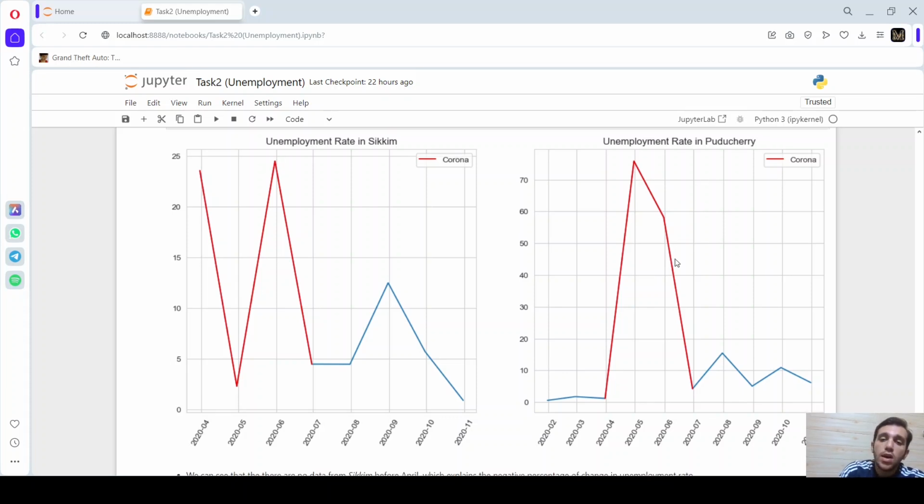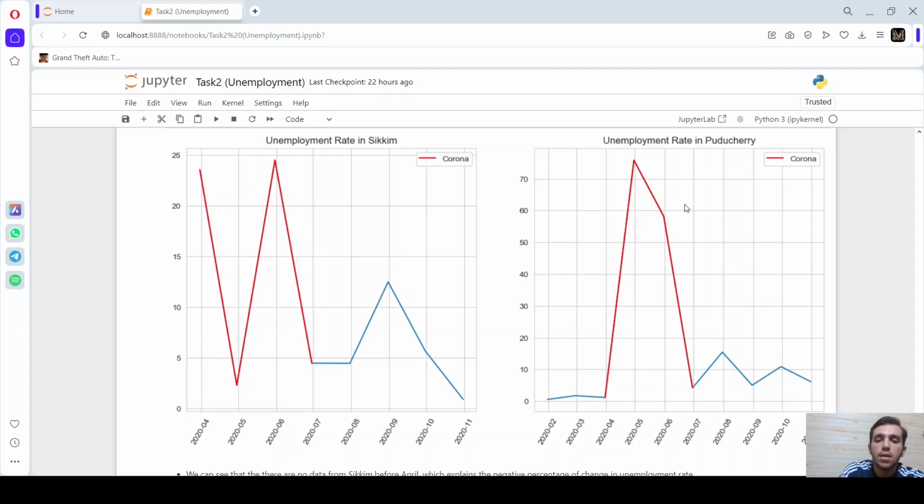And here on the right we can see how the unemployment rate varied during lockdown in Puducherry. And Puducherry, as we saw before, had a 5,000% increase in unemployment rate. The reason is that, as we can see here, the unemployment rate before lockdown was just about 1%, and so this means that Puducherry is like a pretty working area where most people are working. So during lockdown it went as high as 75%, and this shows us why there's a 5,000% increase.